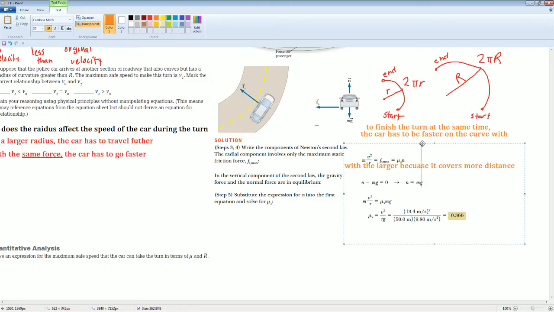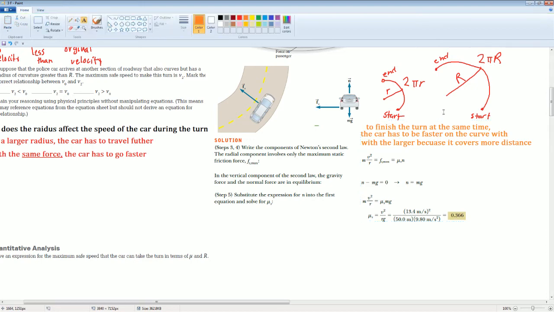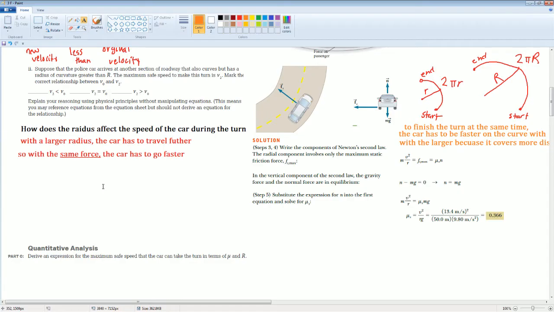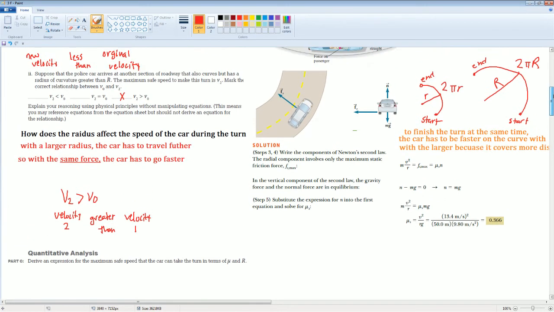There you go. This is a simple way to think about that. That is the reason why you can think about it that way. The car has to go faster. So what can we mark here? We can mark that the second velocity is greater than the first velocity. So velocity 2 is greater than velocity 1. Good? All right.